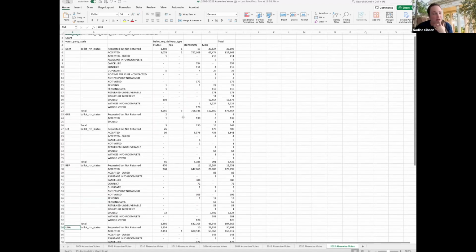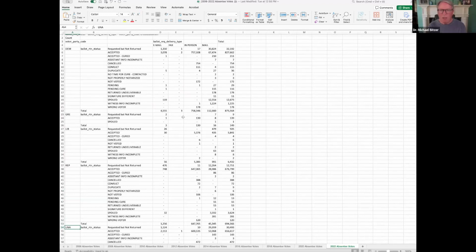I have a question. Is the unit of analysis the ballot or the voter? It could be one and the same. These are ballots. Okay, so if someone had something like returned undeliverable, does that mean they didn't cast a ballot? Or did they cure that or cast it at a one-stop later on? Yeah, that's a great question.